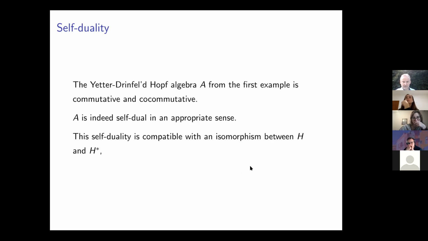All right, so this is the latest of what we have been doing. This self-duality is compatible with a certain isomorphism between H and H star. And this implies that B star, which as a biproduct would be A star tensor H star, turns out under these isomorphisms to be isomorphic to A tensor H, which is of course B. So B is self-dual. And then there are further questions.